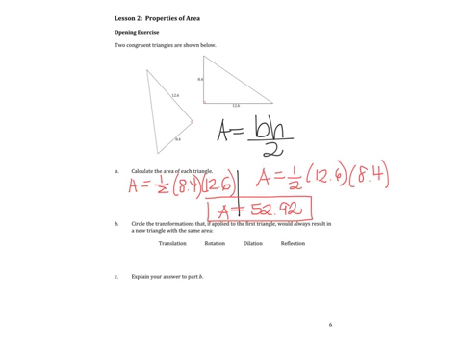So part B, circle the transformation that, if applied to the first triangle, would always result in a new triangle with the same area. So the ones that apply are a translation, a rotation, and a reflection. If you recall, these are the three that preserve lengths of the sides of anything, a polygon, as well as angle measurement. These are known as rigid motions.